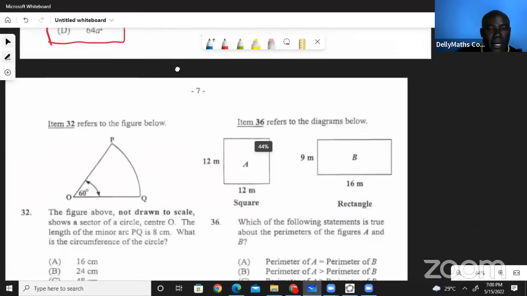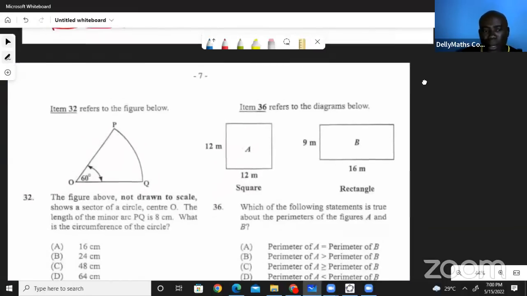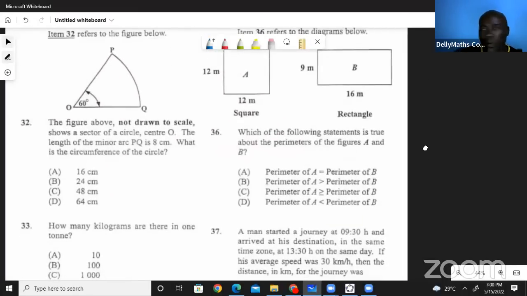All right, let's see what's going on for this one. It says the figure above, not drawn to scale, shows a sector of a circle, center O. We're at number 32, everybody. And it says the length of the minor arc is 8. So the length of the minor arc is 8. They gave us the arc and told us that it is 8, and they want to know what is the circumference of the circle.